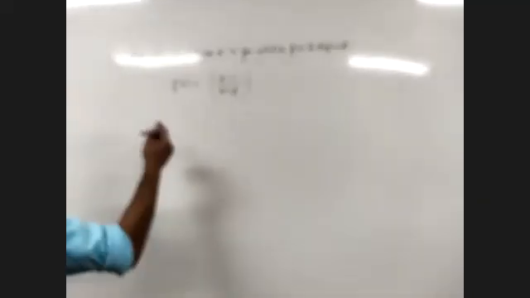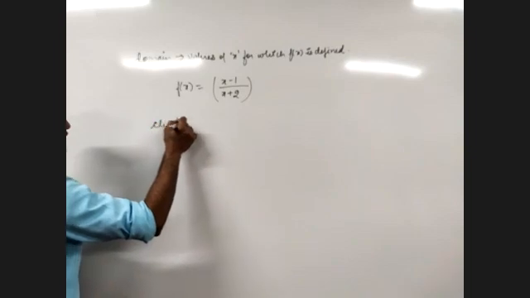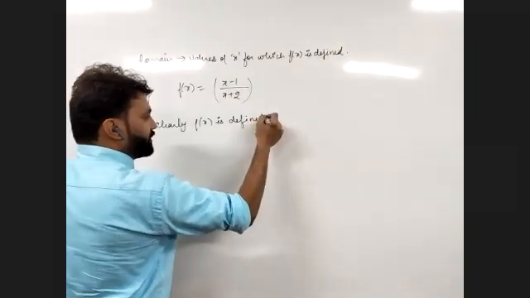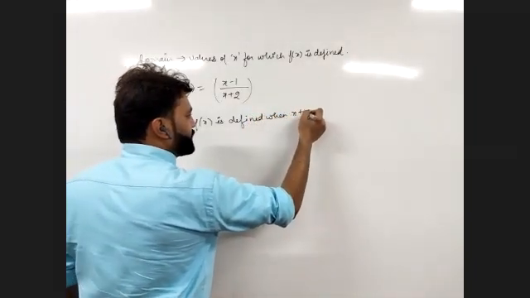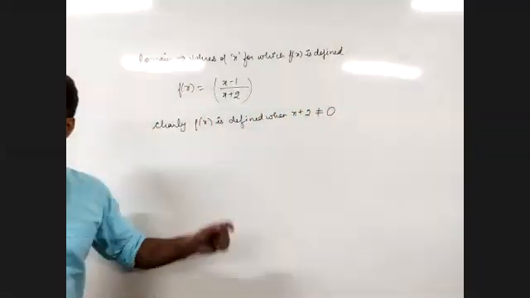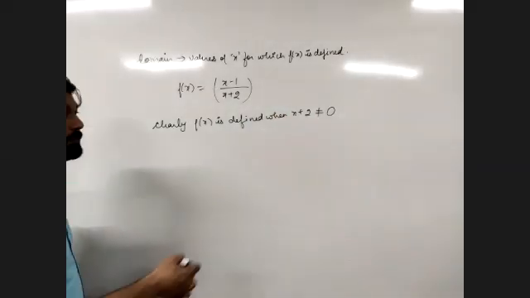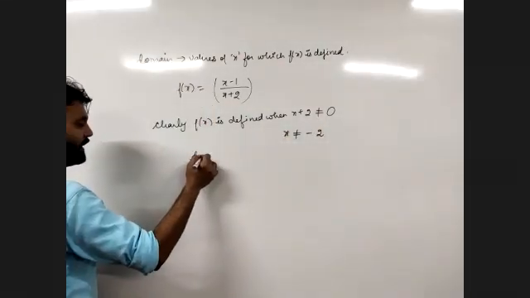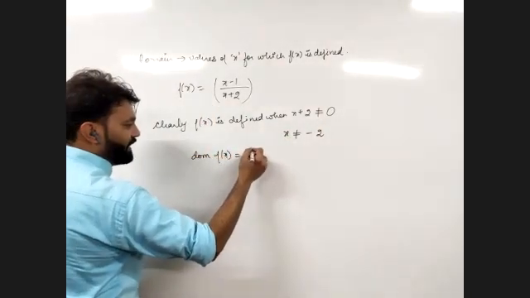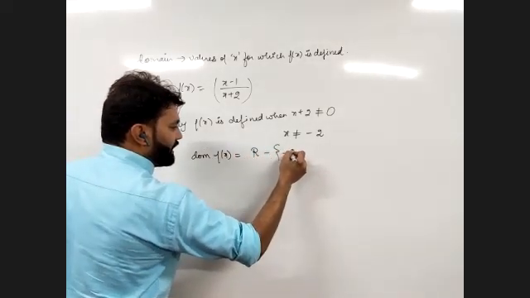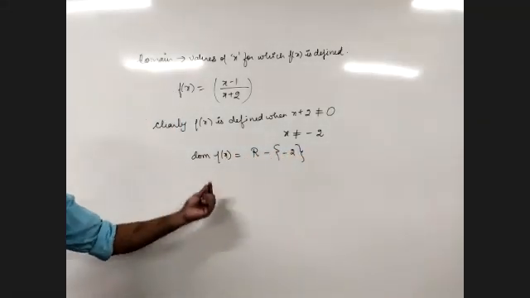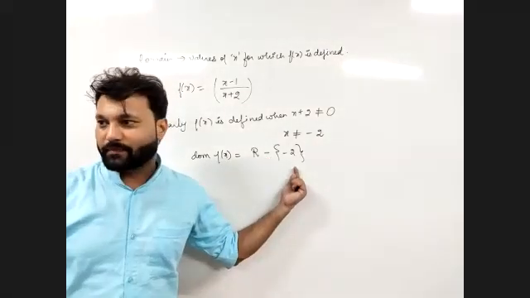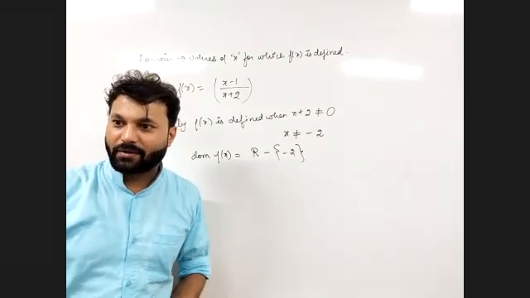So see the presentation clearly. f(x) is defined when x + 2 is not equal to 0, because the denominator should not be equal to 0. Then only it will be defined. That means x is not equal to -2. So the domain of f(x) will be all real numbers except -2. So this is how we write all real numbers except -2. Is this clear?